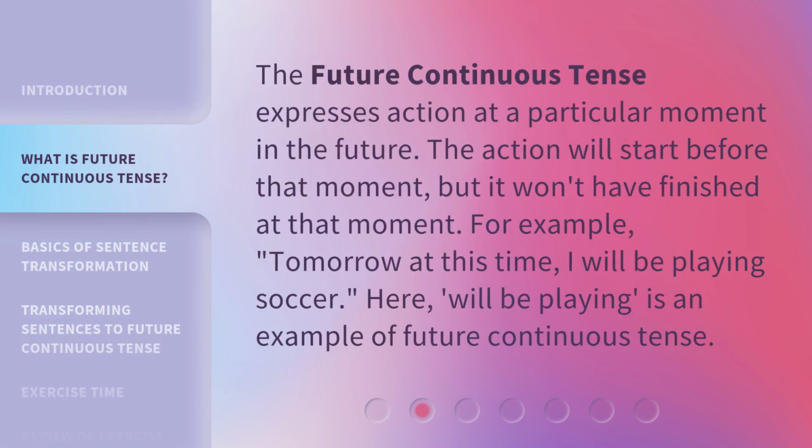The future continuous tense expresses action at a particular moment in the future. The action will start before that moment, but it won't have finished at that moment. For example, tomorrow at this time, I will be playing soccer. Here, will be playing is an example of future continuous tense.